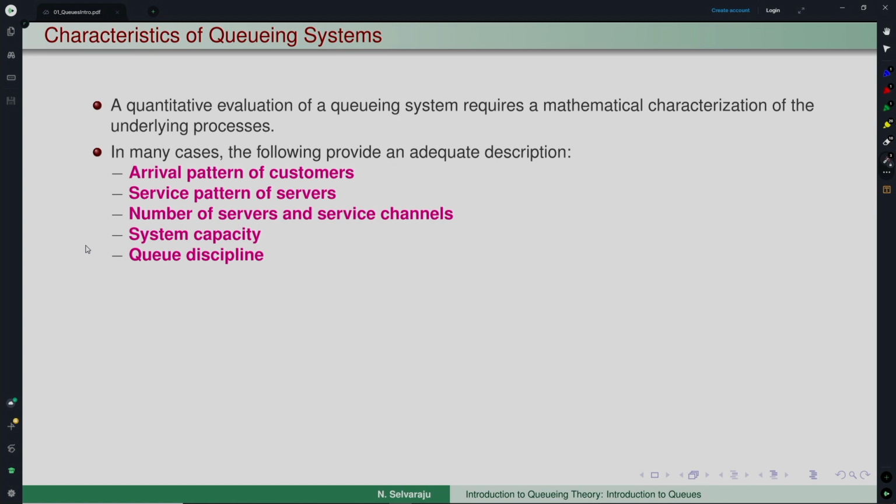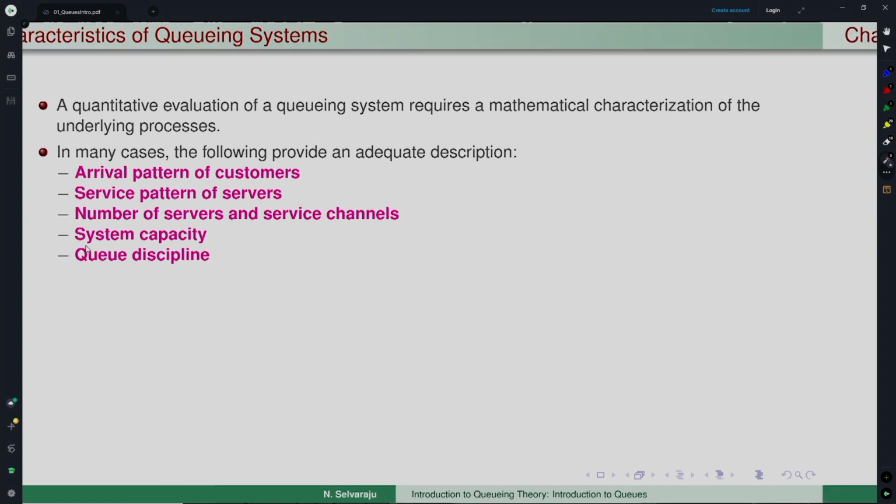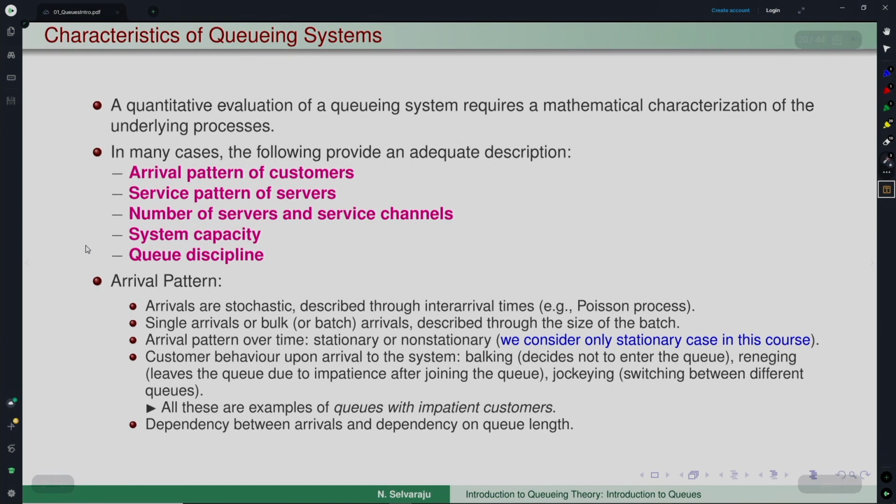In many cases this provides an adequate description, but again this is only the very basic elements that one would look for in every system. Depending upon the system, there may be more than these 5 elements which you need to describe a complete system. Out of this, the first one that we look at is the arrival pattern.